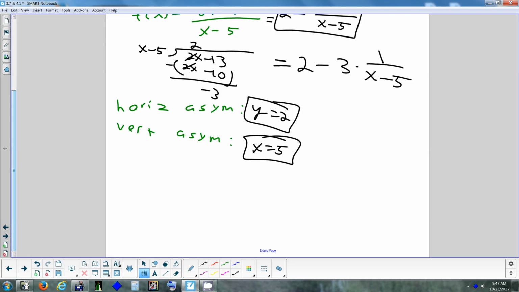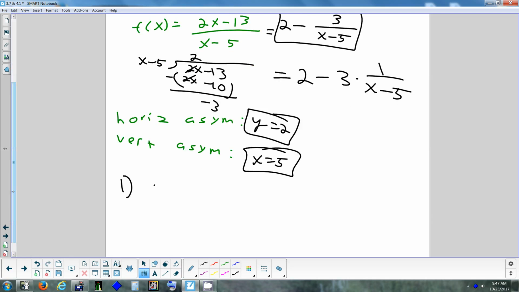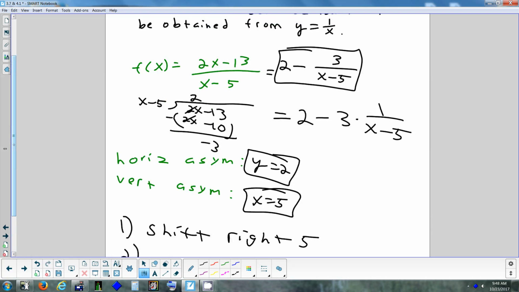All right, so your transformations are, let's start with our left and right shift. You guys have an order we're supposed to follow, and that's the first one here. So you're going to shift left 5 or right 5? What do you think, Gina? Right. Yep. So transformation 1, shift right 5. Now transformation 2 has to do with that 3. Does anybody remember what multiplying by a number in front does?